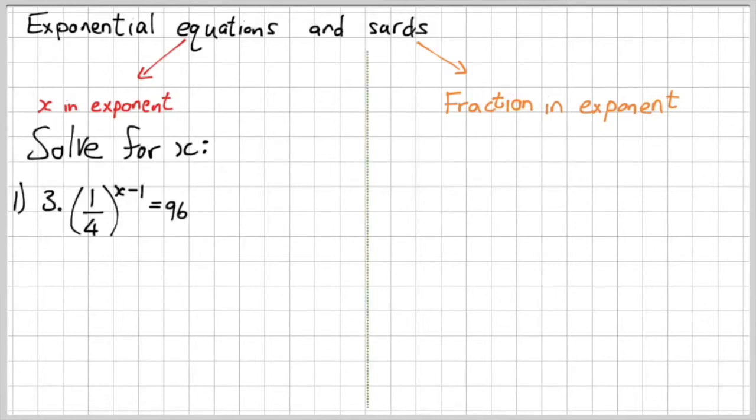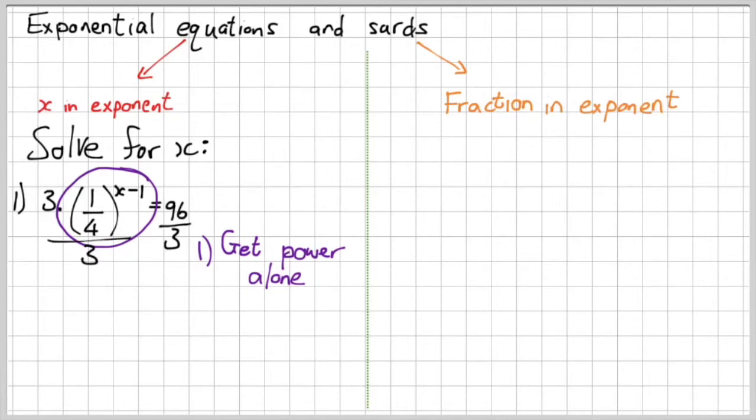Question 1 reads the following. Solve for x: 3 times a quarter to the power of x minus 1 equal to 96. Step 1 is always going to be get your power alone. In other words, that a quarter I need to get alone on one side with the power of x minus 1 attached to it. So I'm going to divide both sides by 3, which leads me to have a quarter to the power of x minus 1 equal to 32.